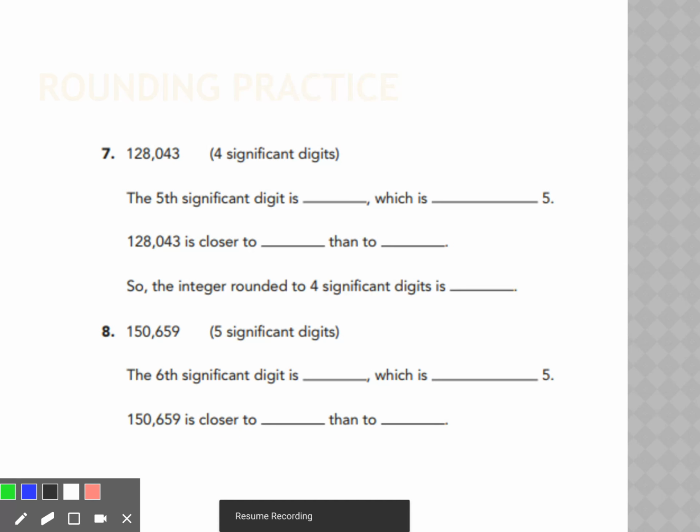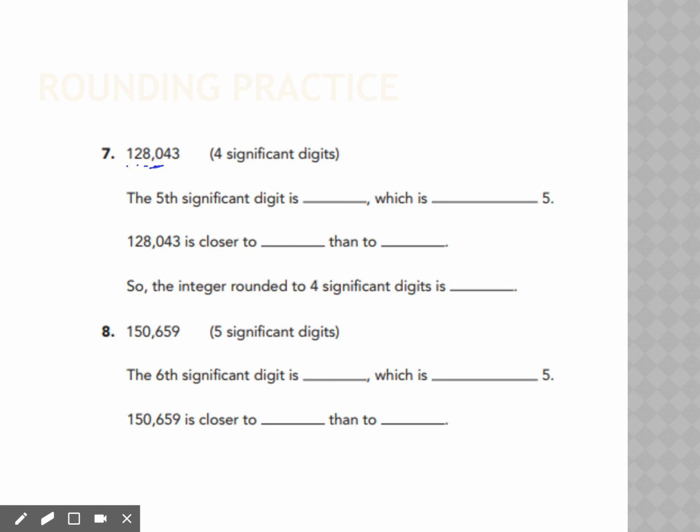So let's do some practice of our own. Here we have 128,043, and they want it rounded to the fourth significant digit. So I'm going to count and identify the fourth. 1, 2, 3, 4. It's this 0 here. We're going to look at the fifth significant digit, which is 4, to decide what to do.